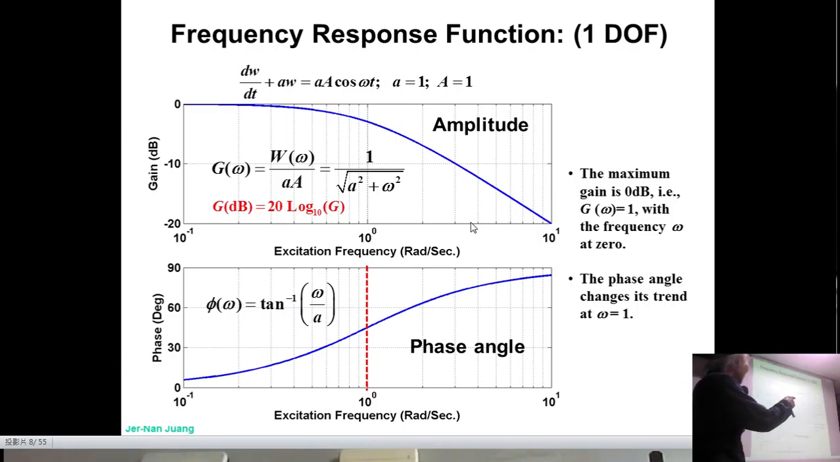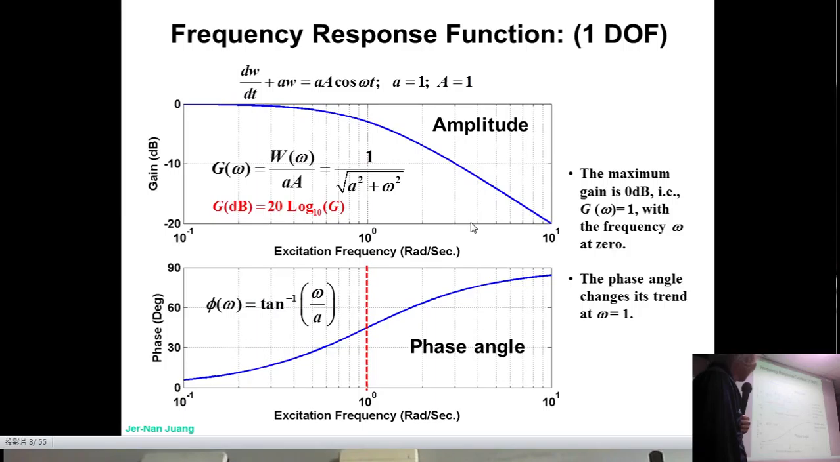So the maximum gain is 0 dB, G of omega equals 1, with the frequency omega at 0. And the phase angle changes trend at omega equal to 1. Omega equal to 1, it changes the trend, changing the slope from one slope to another slope. Any problem about this?